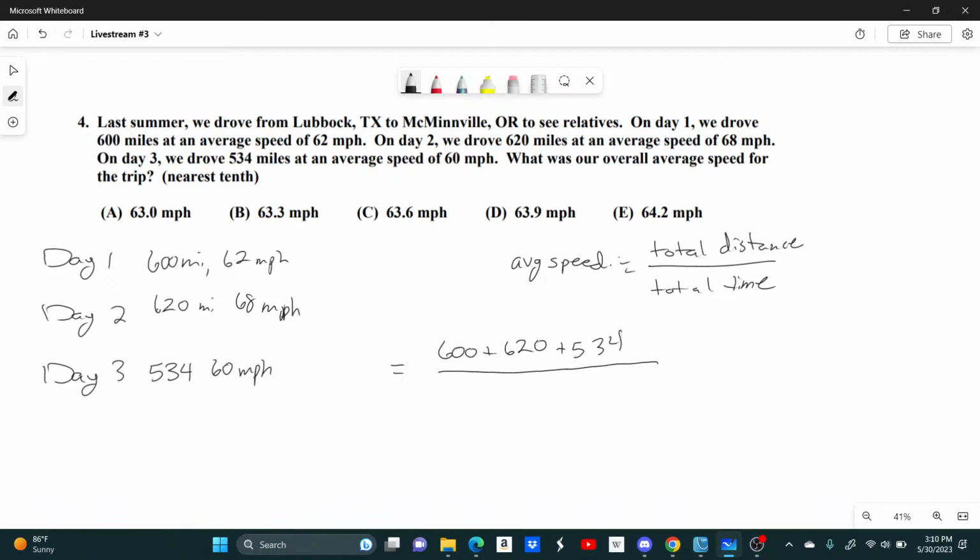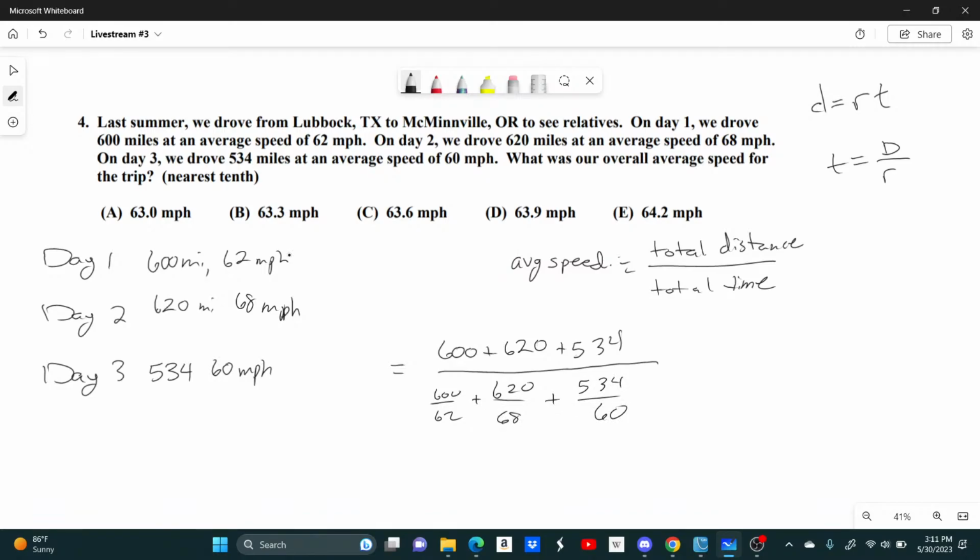And then our total time, well, we have to calculate the time for each individual one, right? And so if speed equals distance over time, or you might see it like this, distance equals rate times time, then we can find the time that it took on each of the days. We can rearrange this formula to get time equals distance over rate. So the time it took on day 1 would be 600 over 62. The time it took on day 2 would be 620 over 68. The time it took on day 3 is 534 over 60.